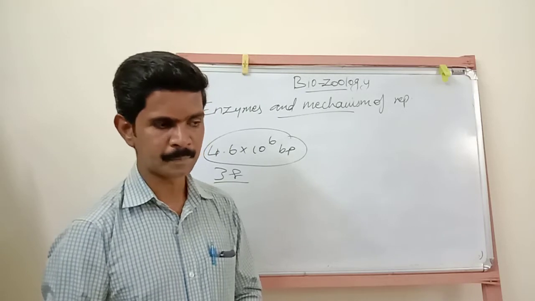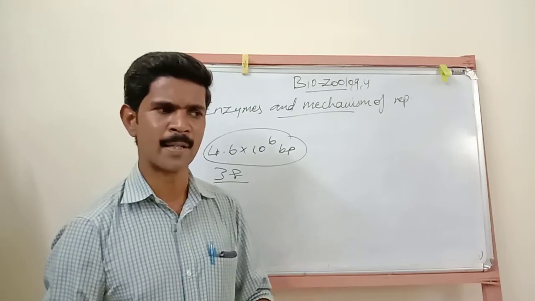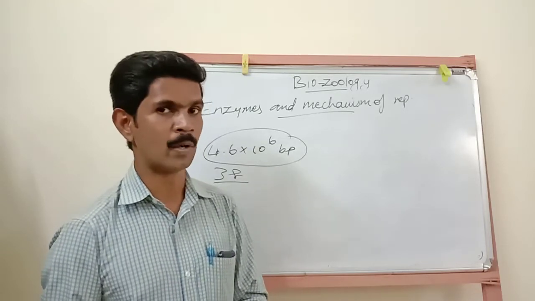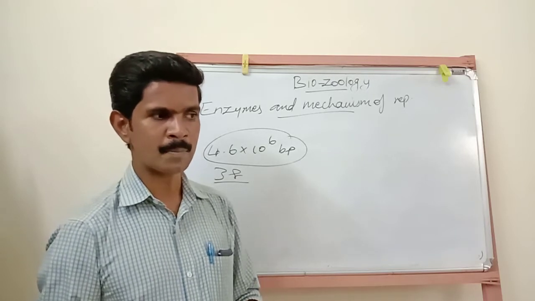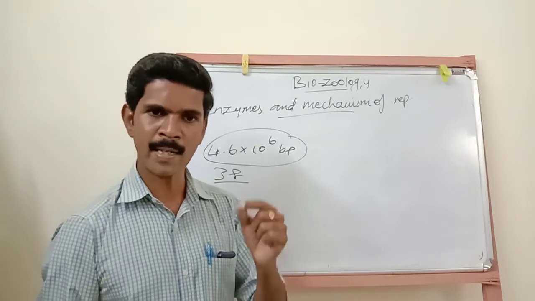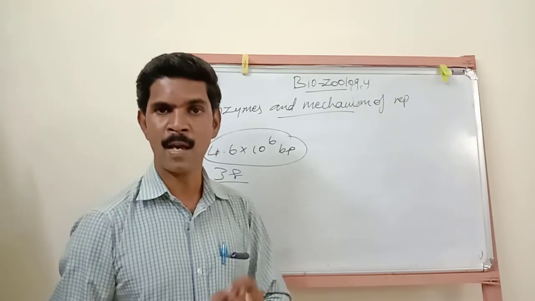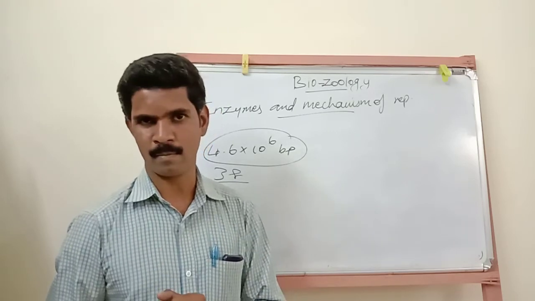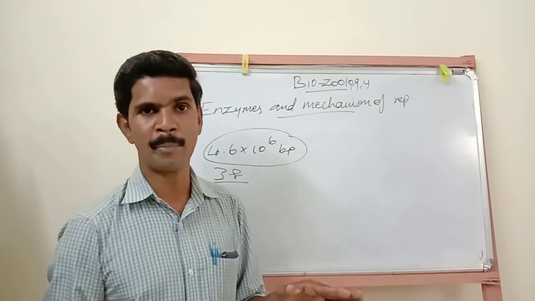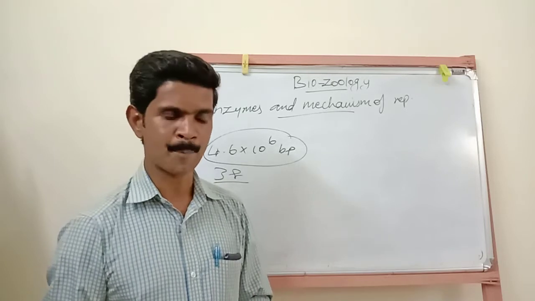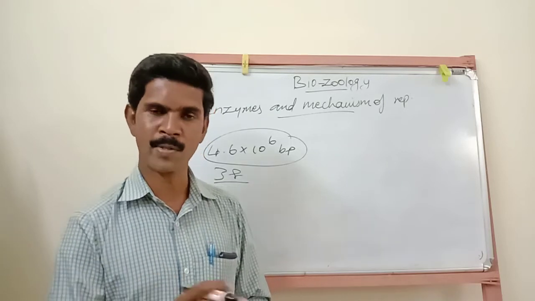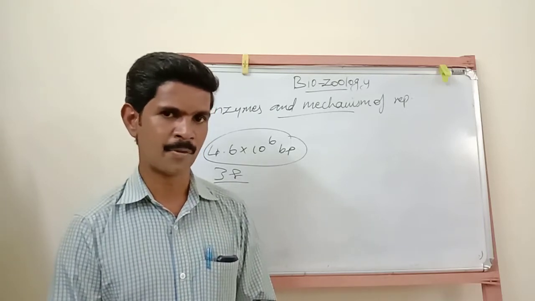If any errors take place during this replication process, it leads to mutation. Mutation means a sudden change. During replication, the enzymes control and perform the process in a correct manner. If any errors take place, automatically it leads to mutation. But such errors can also be corrected by some enzymes produced inside the cells.